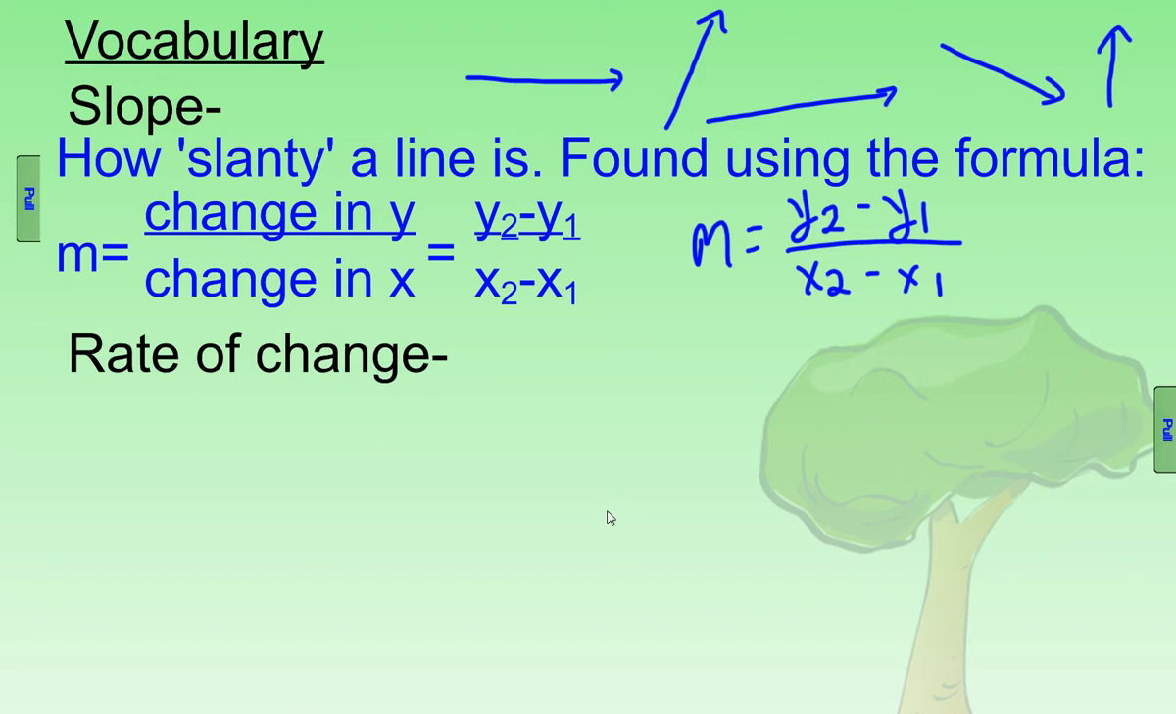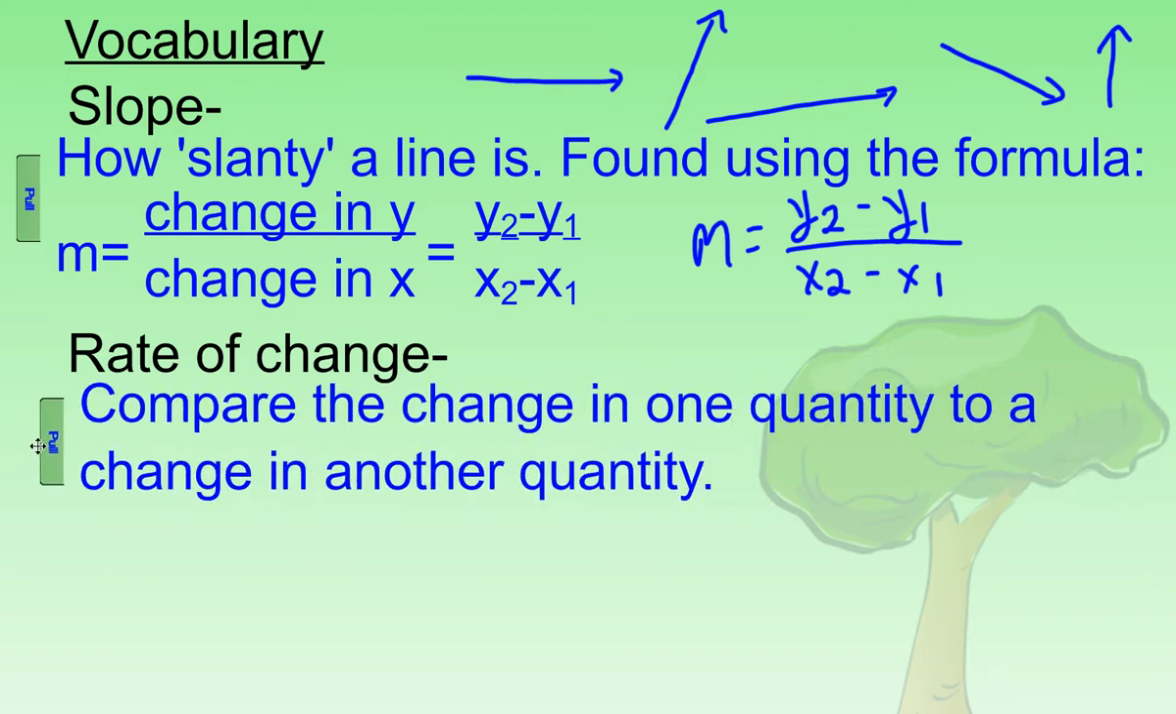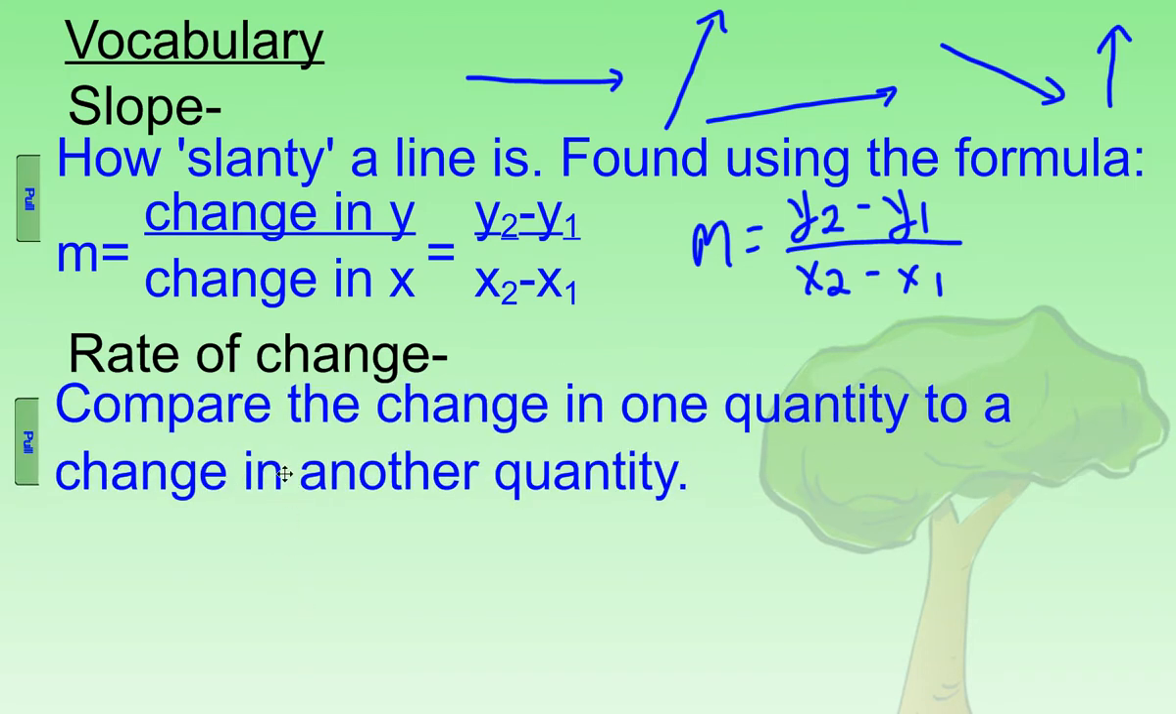The other vocabulary word we have here is rate of change. A rate of change compares the change in one quantity to the change in another. So it could be the amount of money spent versus time. Comparing any two quantities together is a rate of change, how one thing changes with respect to another.